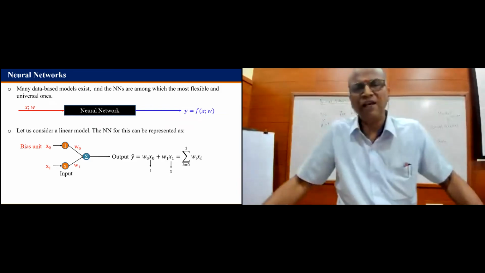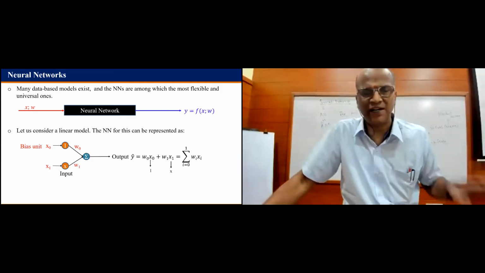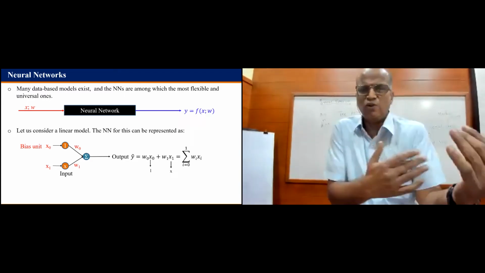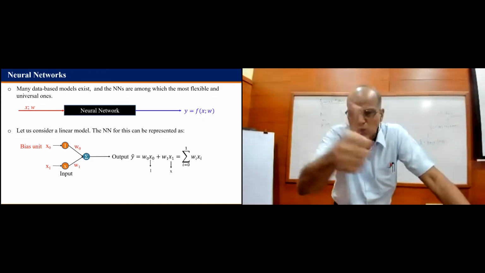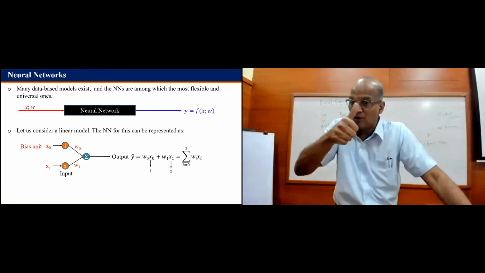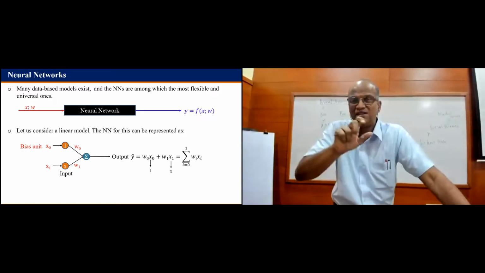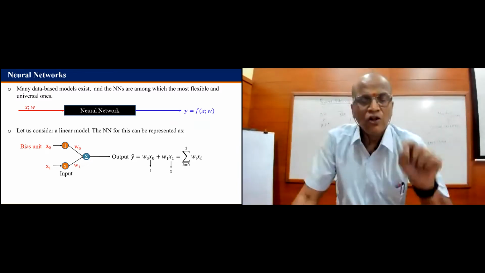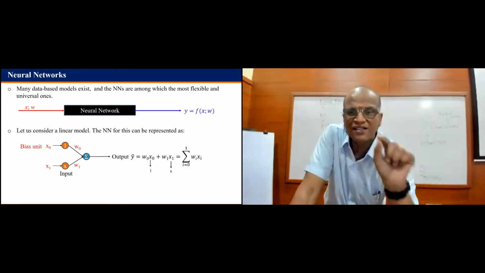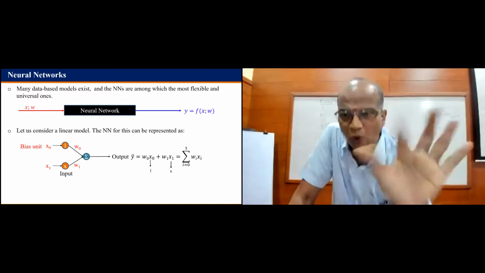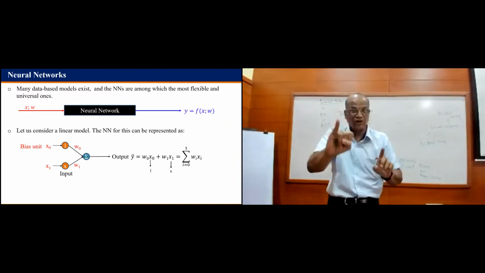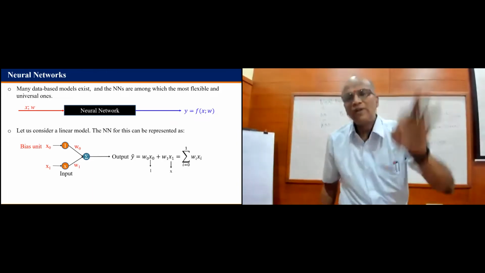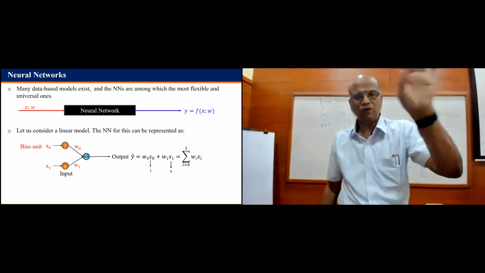Let us consider a linear model. The NN for this can be represented as follows. There is a bias unit called x0. Obviously, you know what bias is. So there are two inputs actually, 1 and x. Please note that this is a trick which is adopted in ML. Even bias is considered as an input with x equal to 1. First thing you're learning today, which you have not learned in any statistics or math courses: the bias is an input with x equal to 1.